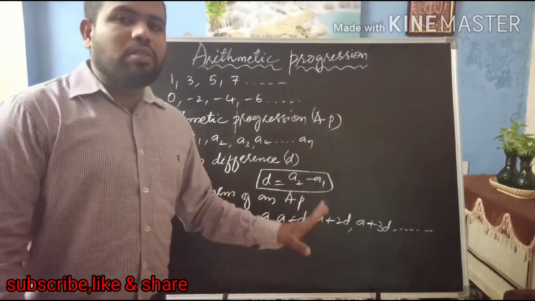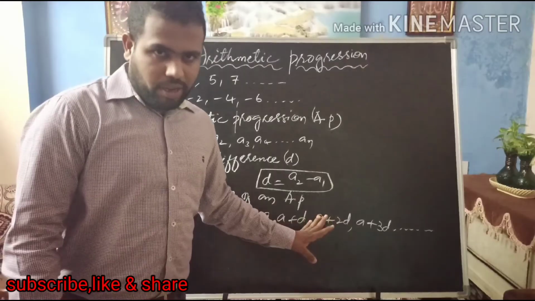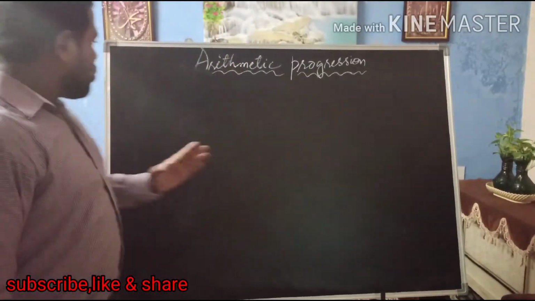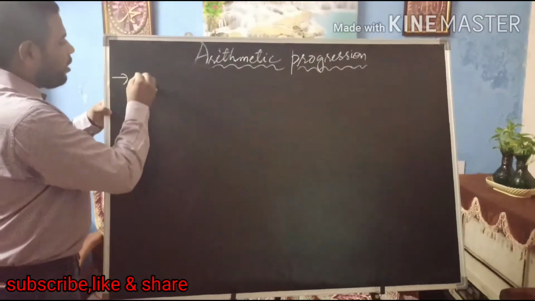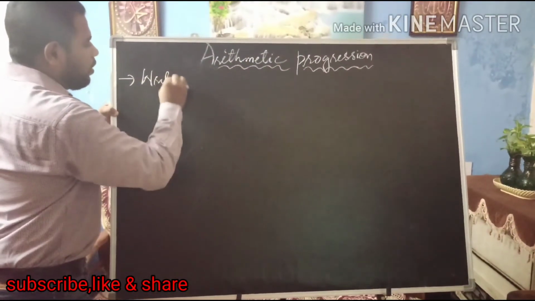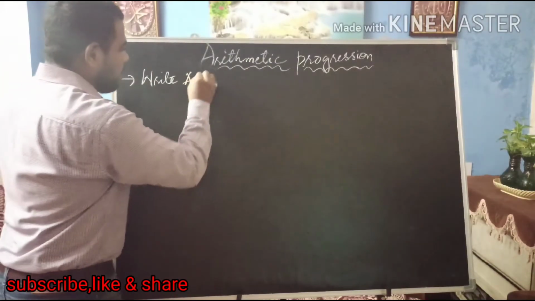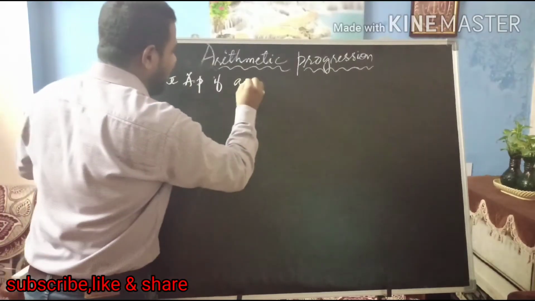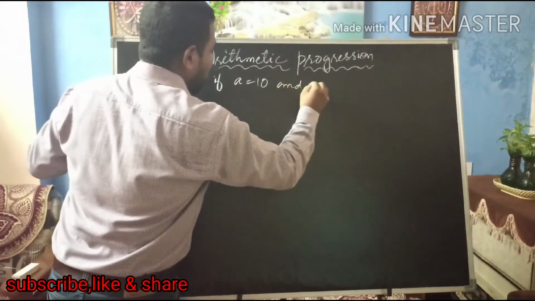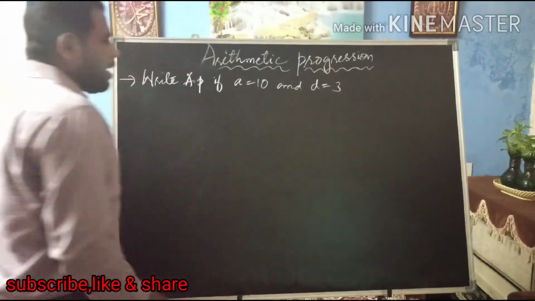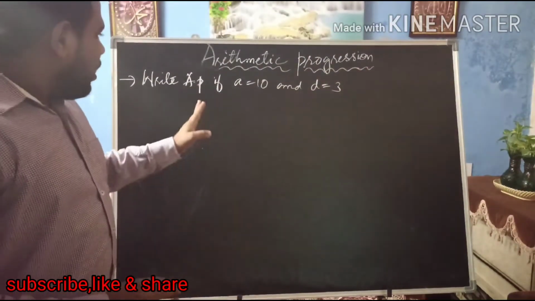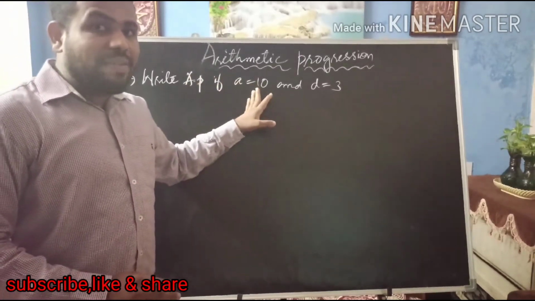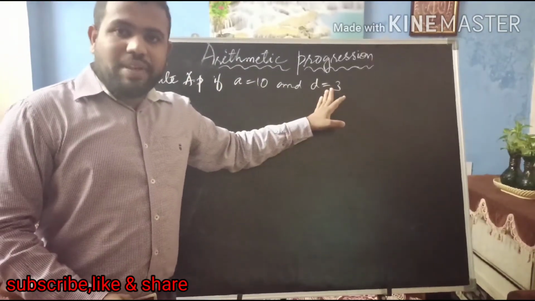Let us see how we can solve questions related to the general form of an AP. I'm going to write one question on the board. Write the AP, which means arithmetic progression, if the first term a equals 10 and the common difference d equals 3. This is a very simple and easy question. Here we have to write the general form of an AP, where the first term a is given as 10 and the common difference d is given as 3.